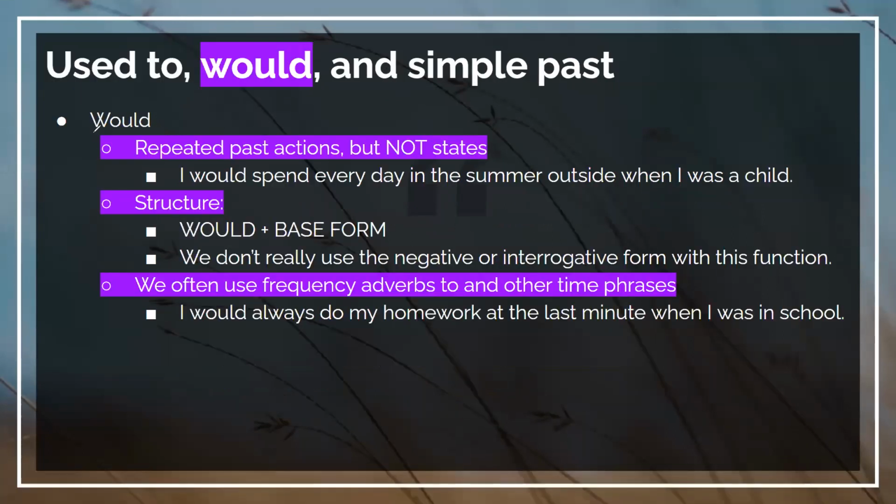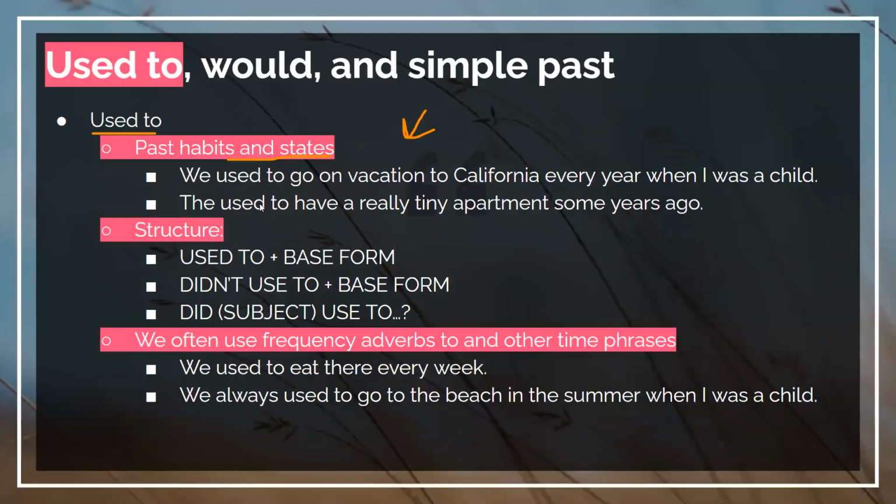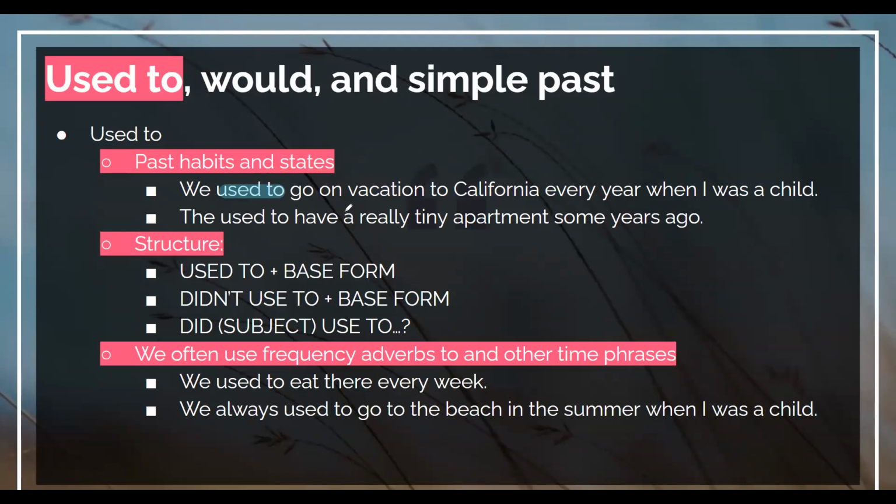So would is specifically used for repeated past actions, not states. So be really careful. If we take the sentences from the previous slide, they used to have a really tiny apartment and we used to go. Let's see here. Following this rule, we could change used to go for we would. We would go on vacation to California every year when I was a child, and that is correct.